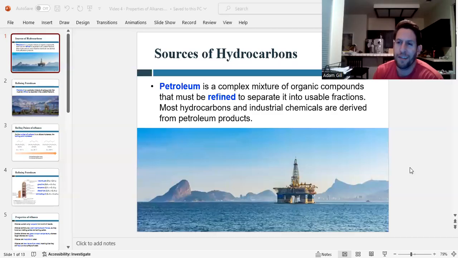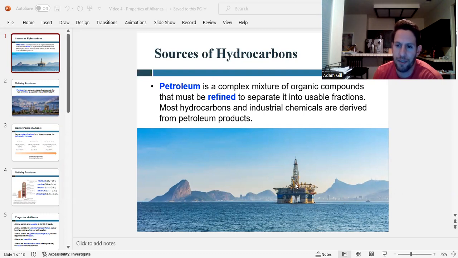Hey everyone. In this video, we're going to be talking more about alkanes and their physical properties and where they come from and what they do. So first, let's take a look at where we get hydrocarbons from. The main source is petroleum. So we pump crude oil out of the ground.